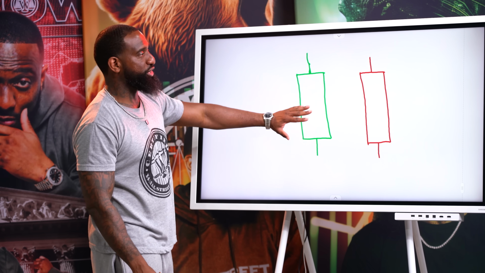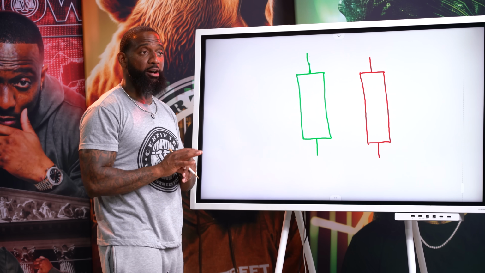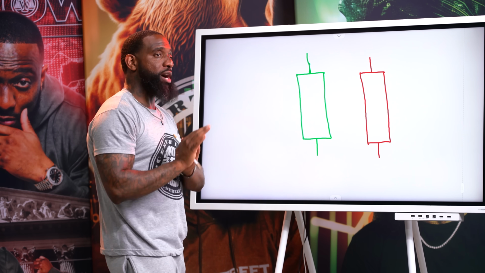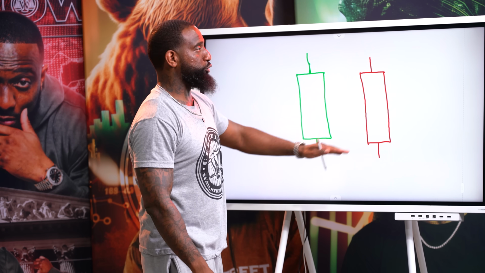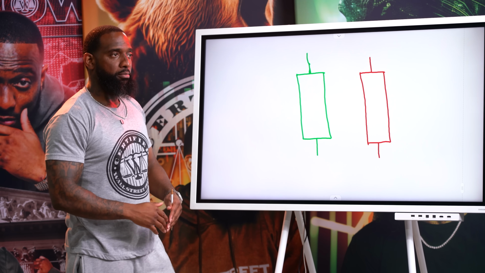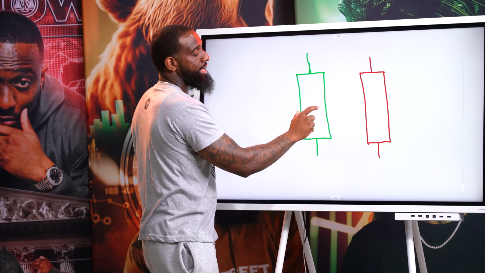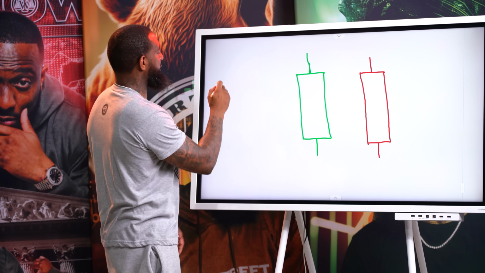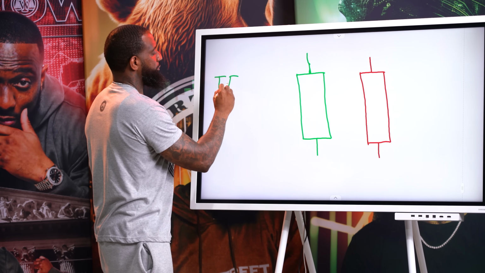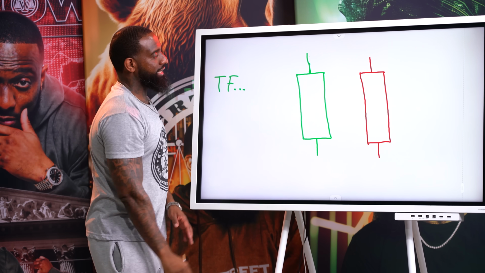All right, so now let's go through this right quick. Green candles represent bullishness, meaning the market is going up. Red candles represent bearish, meaning the market is going down. So a candle is going to represent a time frame. So let's write that down. Time frame.